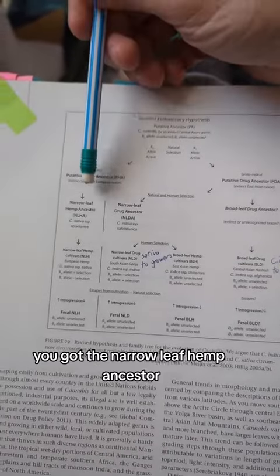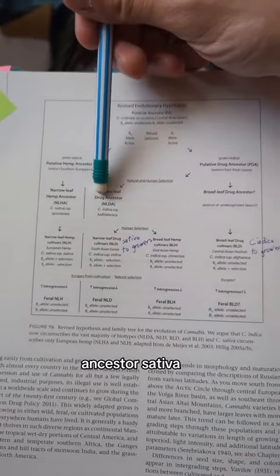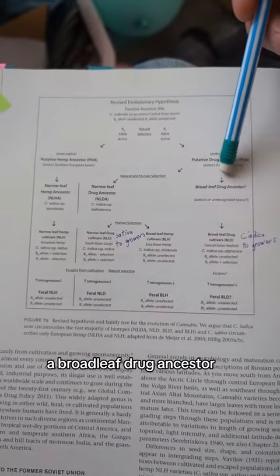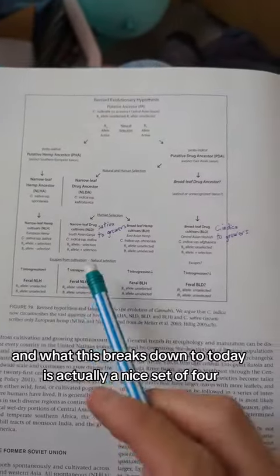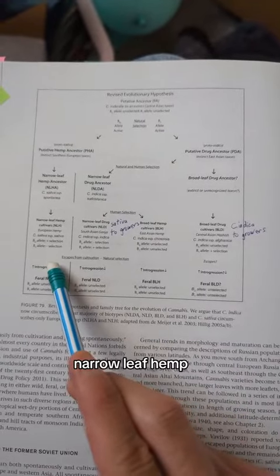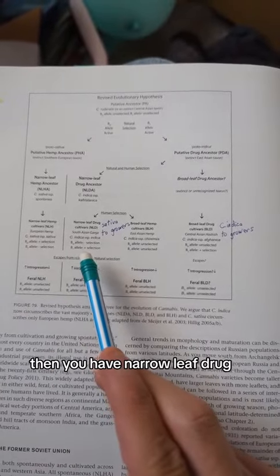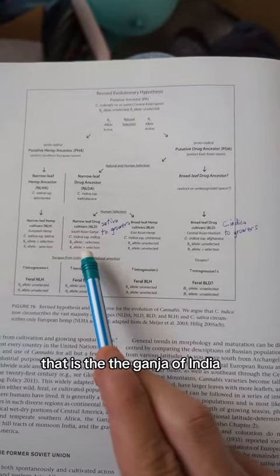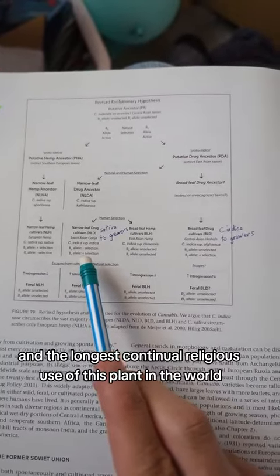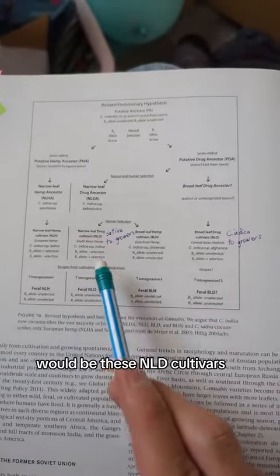And from that, you got the narrow leaf hemp ancestor, the narrow leaf drug ancestor, sativa and indica, and then potentially a broadleaf drug ancestor. And what this breaks down to today is actually a nice set of 4. Narrow leaf hemp. That is the hemp fiber of Europe. Then you have narrow leaf drug. That is the ganja of India, and the longest continual religious use of this plant in the world would be these NLD cultivars, narrow leaf drug.